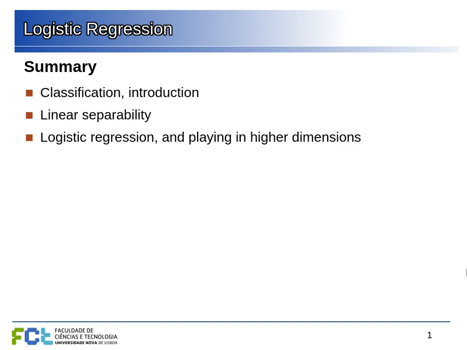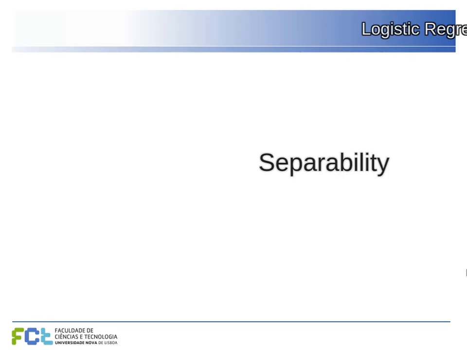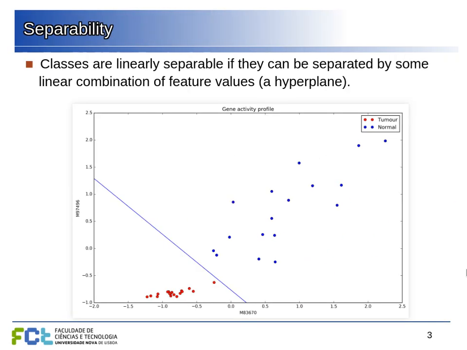And then we're going to look at logistic regression and do something similar to what we saw last week with linear regression, which is how we can increase the power of the model by going to higher dimensions with nonlinear transformations. So first, this notion of separability.